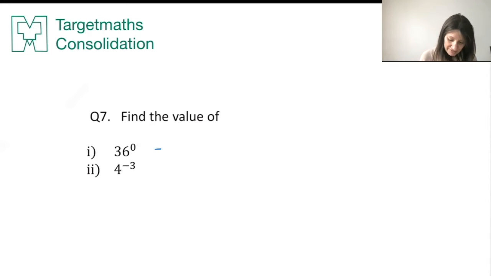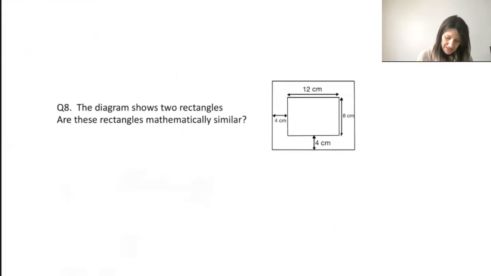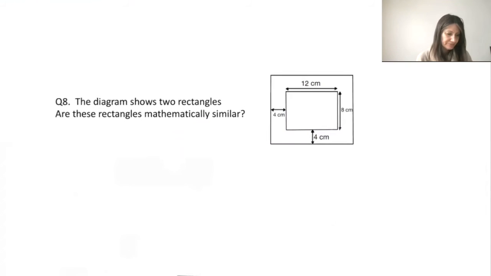So this one, anything raised to the 0 is 1. For this one, I've got that negative power, so I know it's a small number. I know it's going to be 1 over 4 cubed, and 1 over 4 cubed is 4 times 4 times 4, which is 64. Okay. And there's your next question. Hit pause and press play when you're ready.